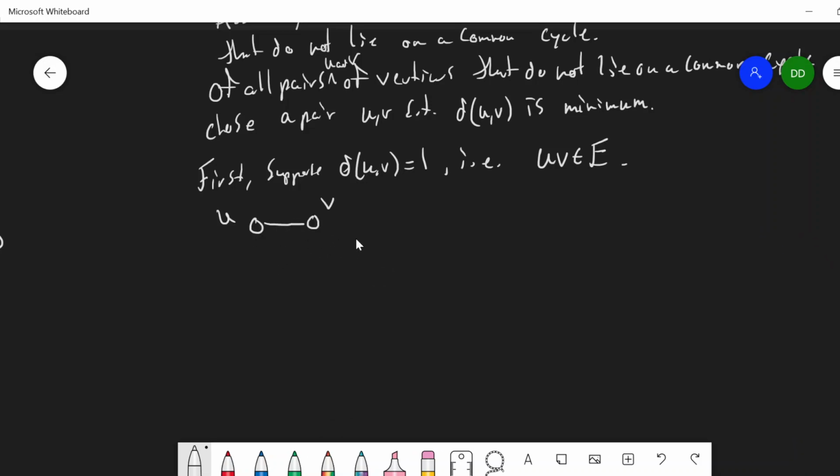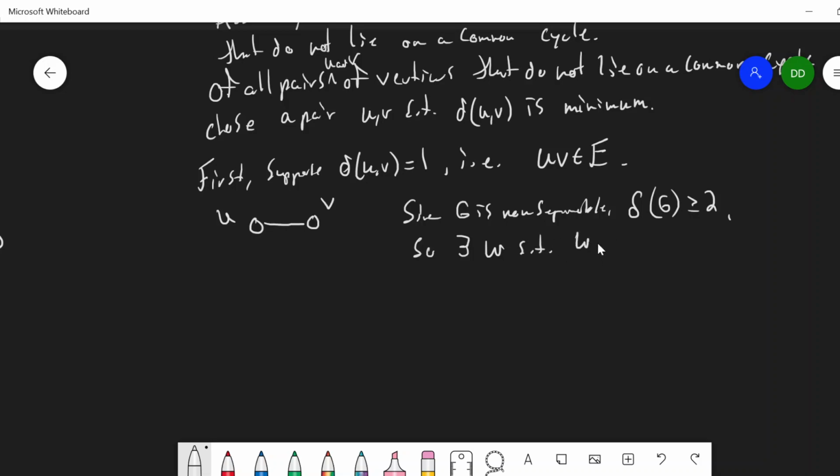that'll produce a cycle. So let's see, since G is non-separable, minimum degree is at least 2, as we noted before. So there is some neighbor of U that's not V in particular. So there exists W such that WU is an edge and W is not equal to V. So this is now my situation. All right, that's nice. And I'd like to find a path now from U to V.